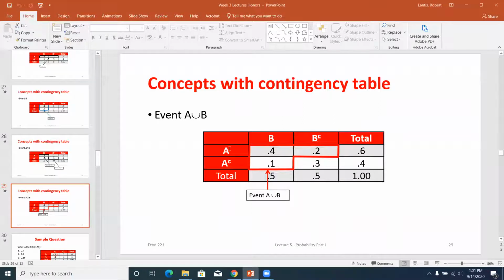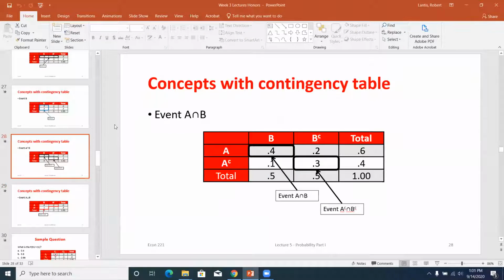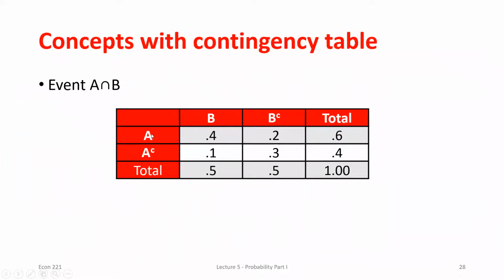So if we're looking at where I left off, I believe it was on this slide here where I said, how do we read these contingency tables? We've got the column and row headings. The top four left cells, we said, all represented intersections. So this 0.4 was the probability that A and B, or A intersection B, occurs. The probability of A and B is 0.4. The probability of A complement and B complement would be 0.3.